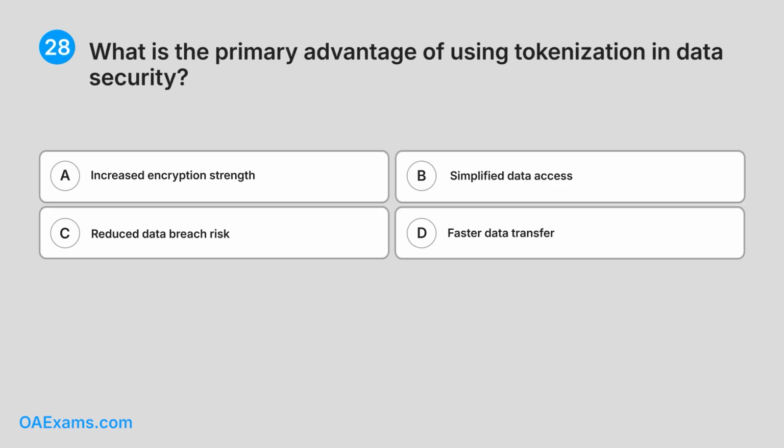28. What is the primary advantage of using tokenization in data security? A. Increased encryption strength. B. Simplified data access. C. Reduced data breach risk. D. Faster data transfer. Do you know the answer?